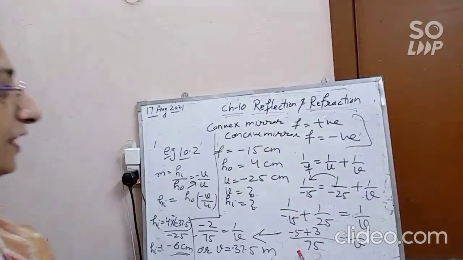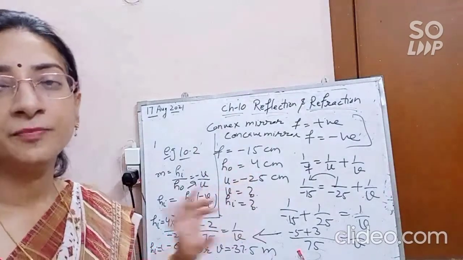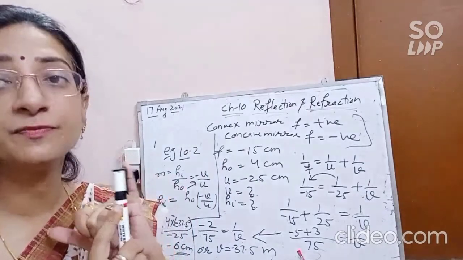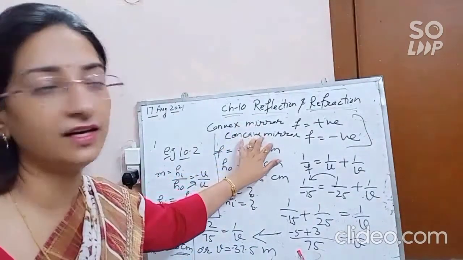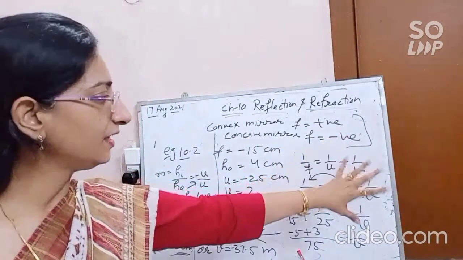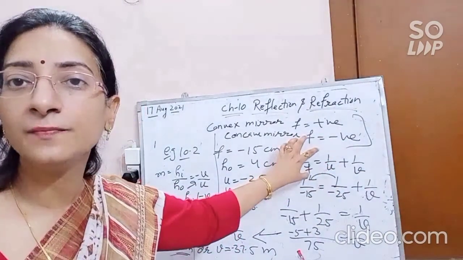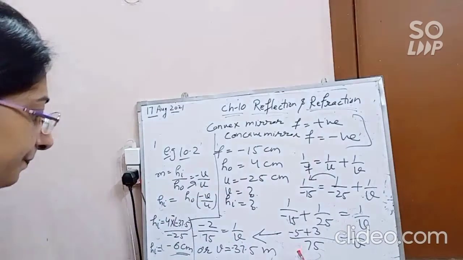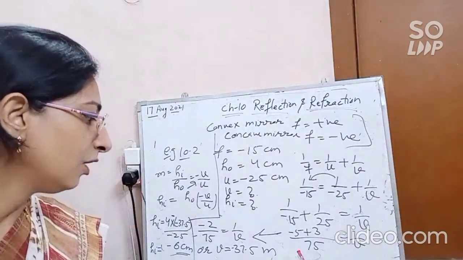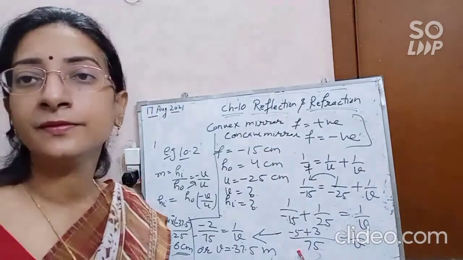In this way we can easily find the numericals related to the mirror. But you have to remember that U is always negative, and when we are using a concave mirror, the focal length we take as negative. Then we can easily find the values after putting them in this formula of the mirror. So you can solve the questions from page number 171, both the intext questions. Thank you.